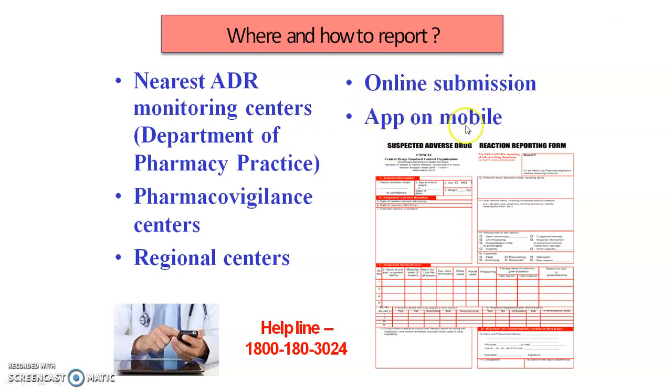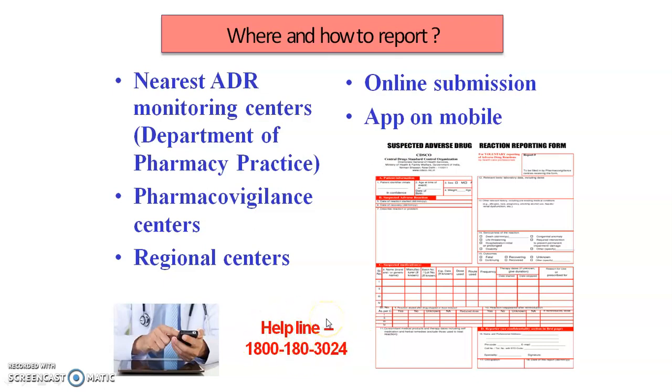Even there is an app developed by the Pharmacovigilance Program of India, that is PVPI, to report adverse drug reactions. So here you can see the picture of one of the forms developed by the Pharmacovigilance Program of India for reporting suspected adverse drug reactions. You can directly call the helpline number which is given here, that is 1800-180-3024, where you can directly call them. You can tell them if you have any particular ADR, you can explain what the ADR is, what the drug is, and when it was given.